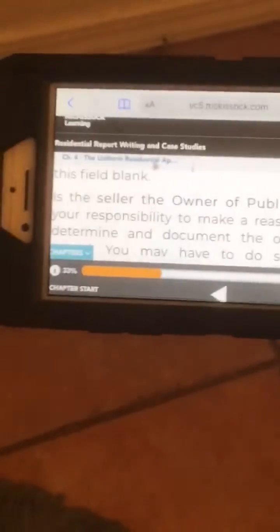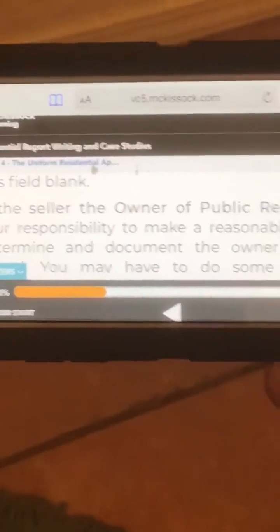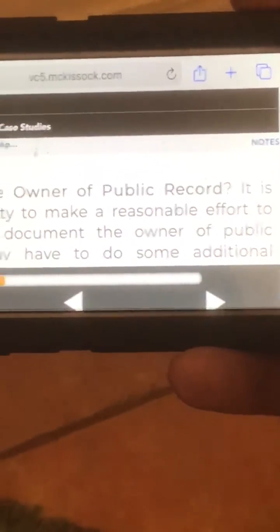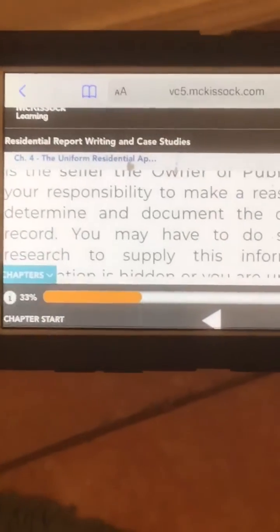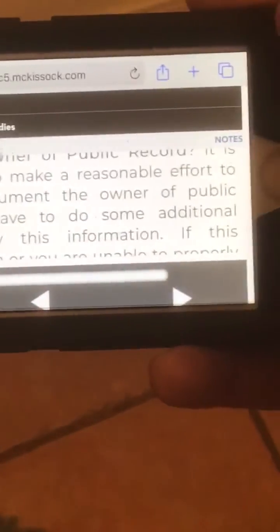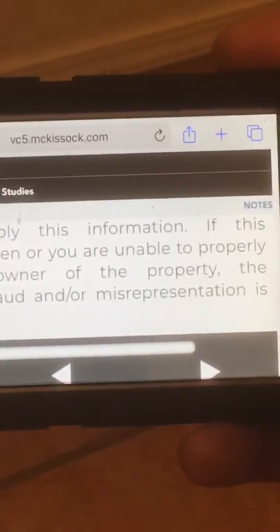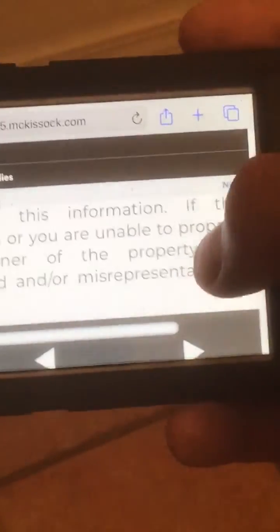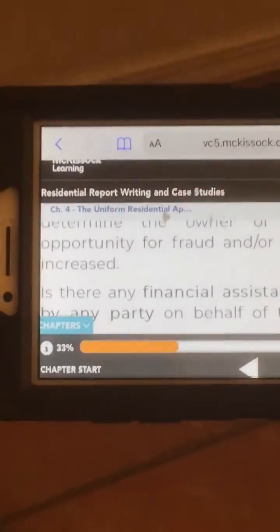Is the seller the owner of public record? It is your responsibility to make a reasonable effort to determine and document the owner of public record. You may have to do some additional research to supply this information. If this information is hidden or you are unable to properly determine the owner of the property, the opportunity for fraud and or misrepresentation is increased.